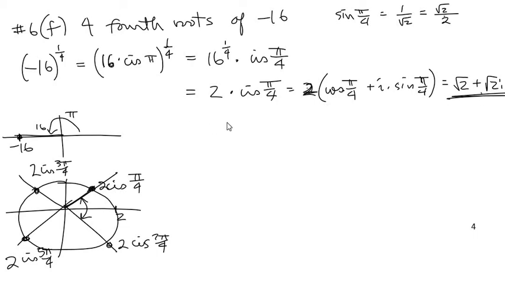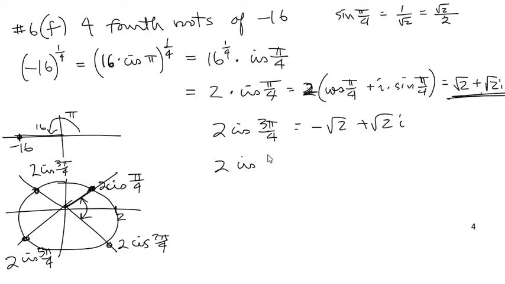So here's one of our roots. Another one is 2 cis 3 pi over 4. Well, the reference angle for 3 pi over 4 is pi over 4. So the answer is going to look a lot like the first answer we got, except we know that the cosine in the second quadrant is negative and the sine is positive.